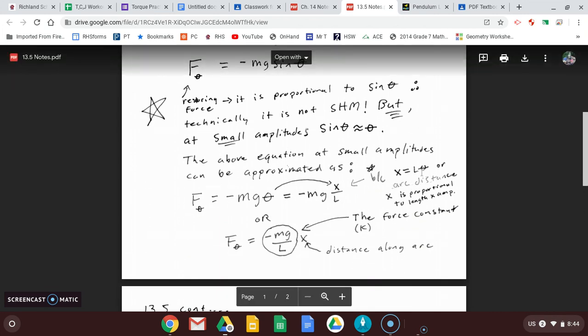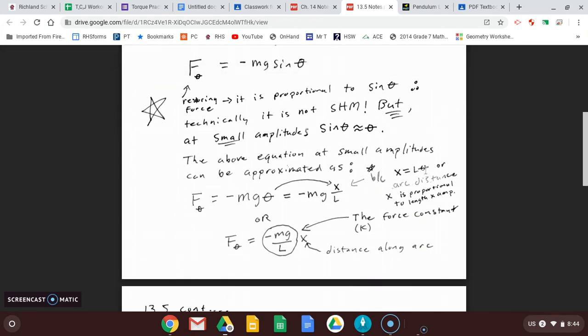I could use that formula and solve it for theta. Theta would equal X over L, and I erased it there. So now I have the same formula written a different way, substituting in that formula. I just came down here and made it look more like Hooke's law so we understand it more.